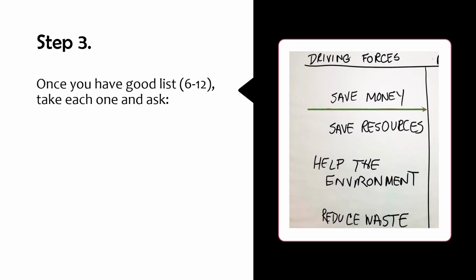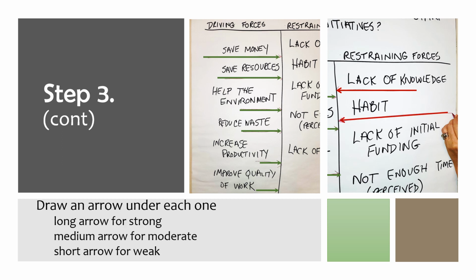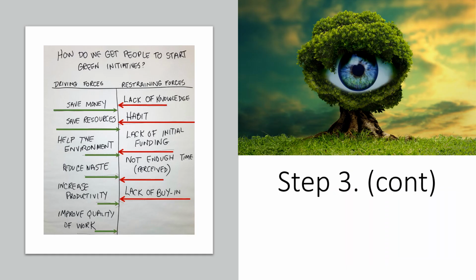Once you have a good list on each side of the T, between 6 and 12 forces on each side, take each one and ask yourself whether it's a strong force, a moderate force, or a weak one. Draw an arrow under each one, a long arrow for a strong force, medium arrow for moderate force, and a short arrow for a weak force. This management tool works because it is very visual and it helps you focus your efforts to understand potential resistance to change.